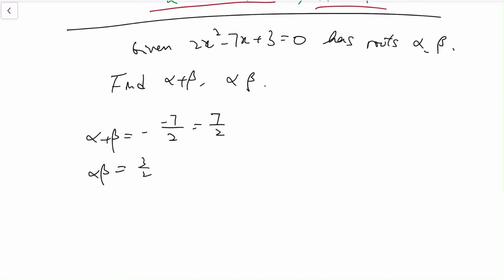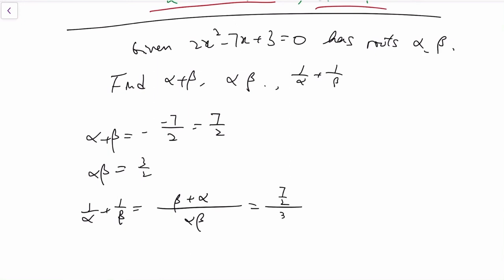But then you can also find stuff like 1 over alpha plus 1 over beta. The reason is if we get a common denominator of alpha beta, then we have beta plus alpha on top. But beta plus alpha is the same as alpha plus beta, so that's 7 over 2 over 3 over 2. So that's 7 over 3.